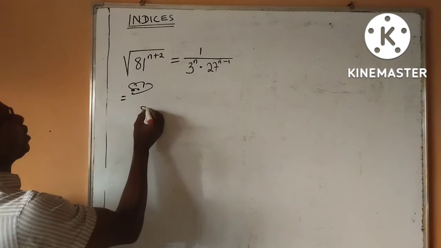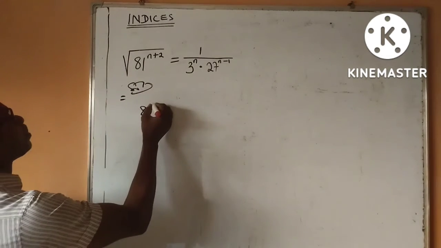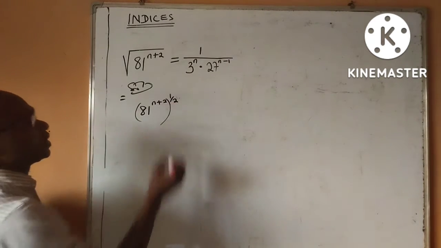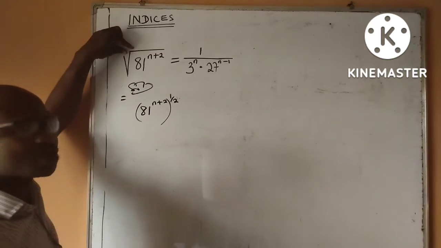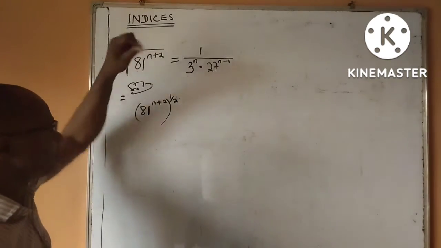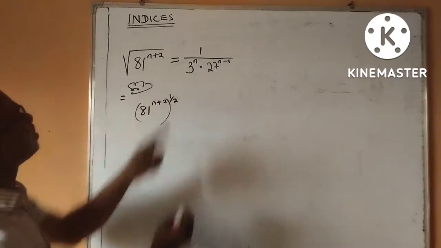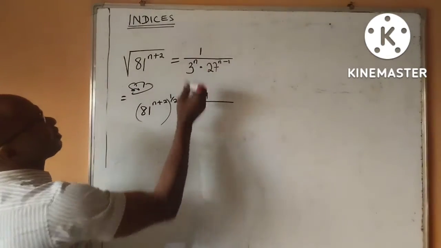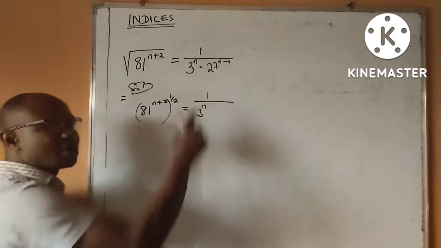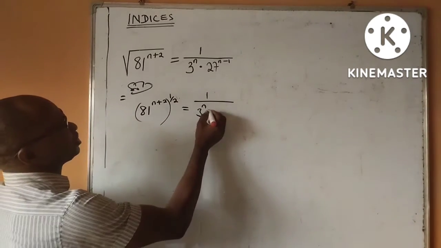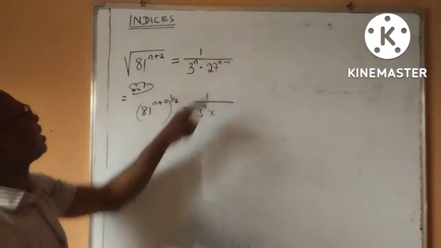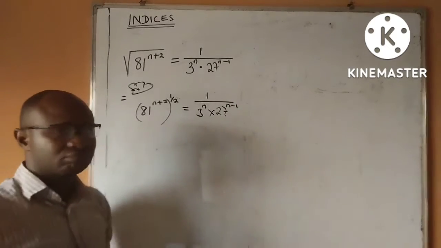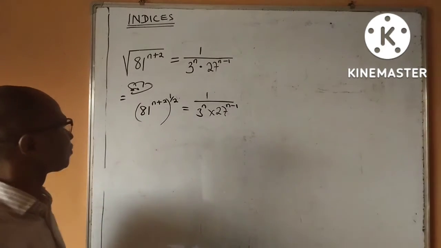Substitution. 81 raised to the power n plus 2, everything now raised to the power 1 over 2, changing the square root symbol to power 1 over 2. This is equal to 1 all over 3 raised to the power n. This dot implies multiplication, so I will now write here 27 raised to the power n minus 1. That is the first step.